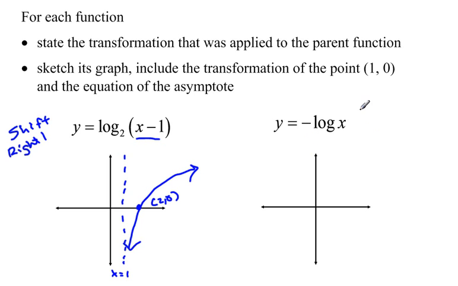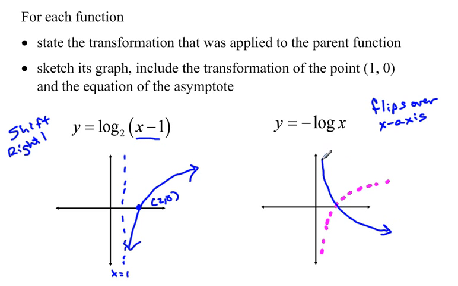All right, let's try this next one. When we have a negative out front, you'll recall that it flips over the x-axis. Now I'm going to just draw in what our original was to reference. And so that when we flip over the x-axis, I have something to look at. It helps out. So that was the parent function. And now I can see when I flip over the x-axis, it's going to do this. That point 1, 0, I'm still going through it. And my asymptote is still right here at x equals 0.